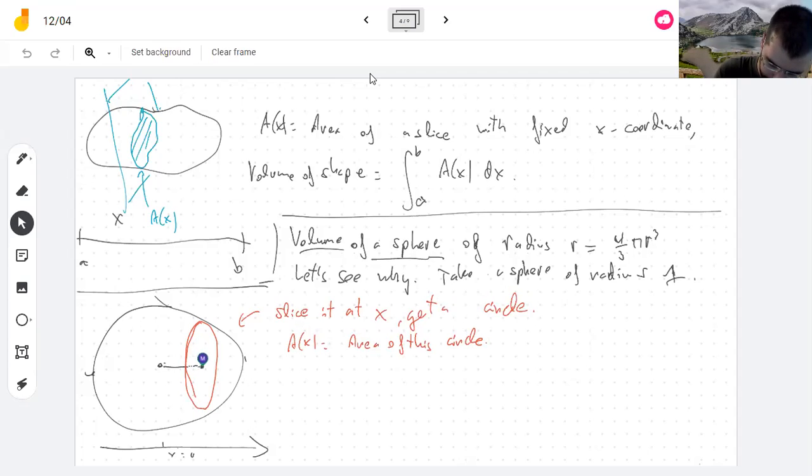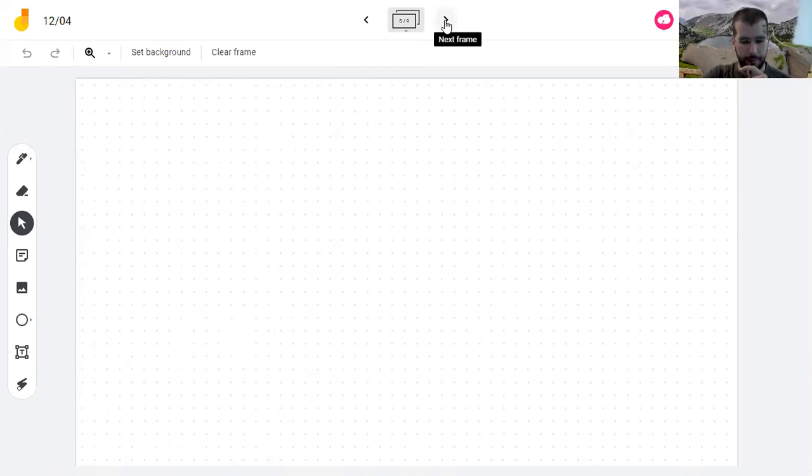So this distance is x. I want to know what the radius is of this circle. As you increase x, when x is 0 and you're cutting the biggest slice, you get radius 1, and then it seems to be getting smaller. Eventually it becomes 0. So let's try to figure that out.